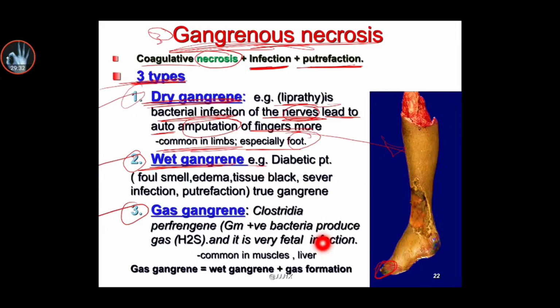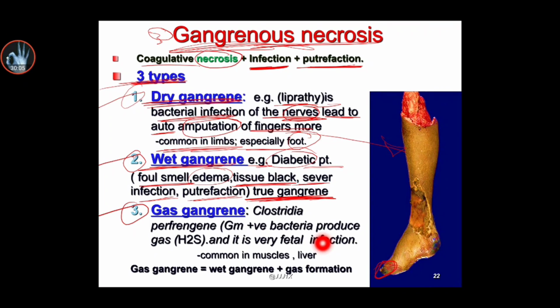Wet gangrene occurs in diabetic patients. We have a foul smell, edema with swelling, and the tissue becomes black. Severe infection, putrefaction. This is called true gangrene. True gangrene is a wet gangrene that occurs, for example, in diabetic patients, usually.